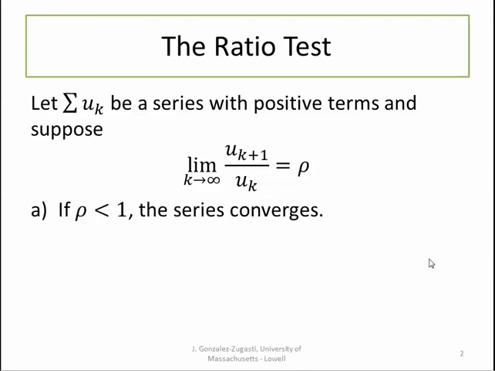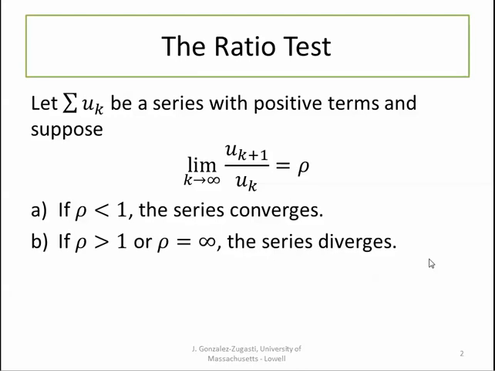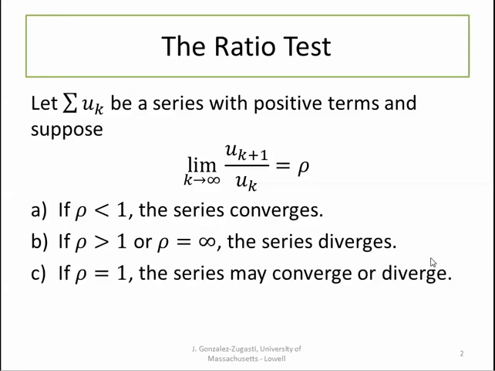If rho is less than 1, then our series converges. If rho is greater than 1, or rho is equal to infinity, then the series diverges. And if rho is equal to 1, then we don't know. The series may converge or it may diverge.